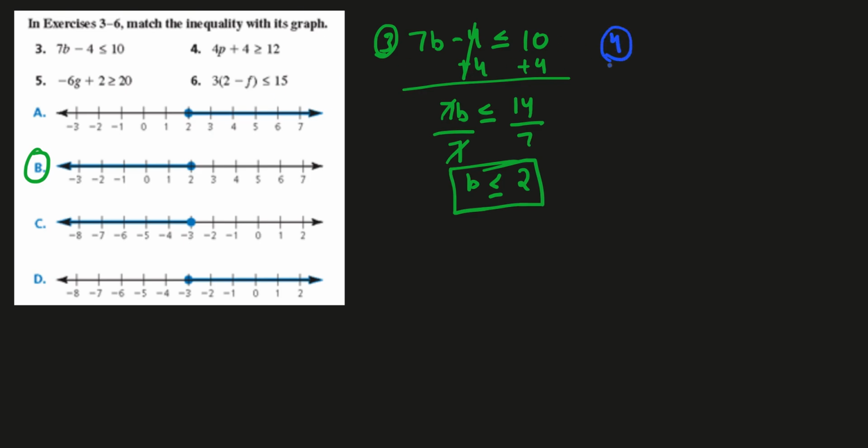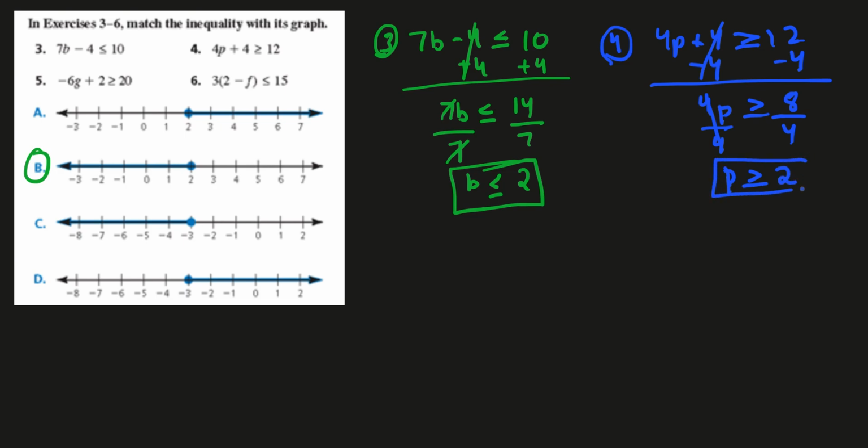And then number 4 is blue. This is 4p plus 4 is greater than or equal to 12. So this is a multi-step inequality, solving multi-step inequalities. We can subtract 4 from both sides, giving us 4p is still greater than or equal to 12 minus 4, which is 8. And then we can divide by 4 both sides. So p ends up being greater than or equal to 2. So this is another one of those 2's, so we can ignore C and D. Greater than or equal to 2 is our option that best matches.